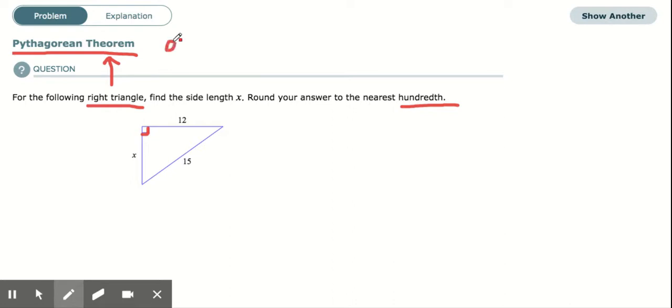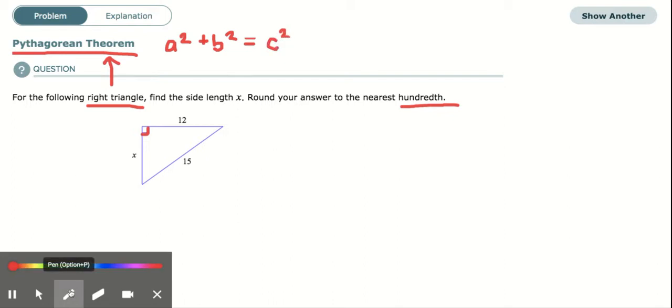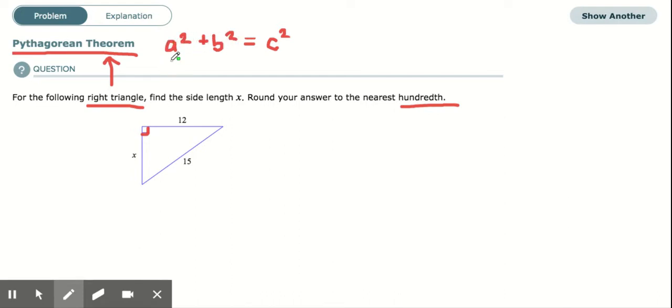And the Pythagorean Theorem is a squared plus b squared equals c squared. But what does that mean? Because if we don't understand what that means, it doesn't really matter if we can memorize the formula. So what it means is the sum of the squares of the legs, these are the legs, is equal to the square of the hypotenuse, or the longest side. This is the hypotenuse.